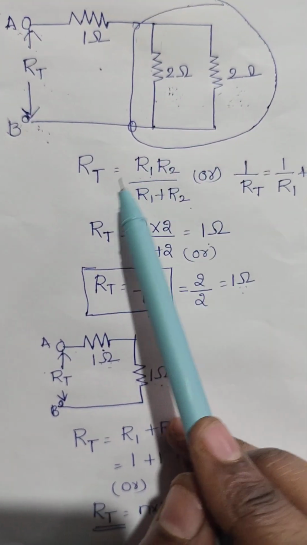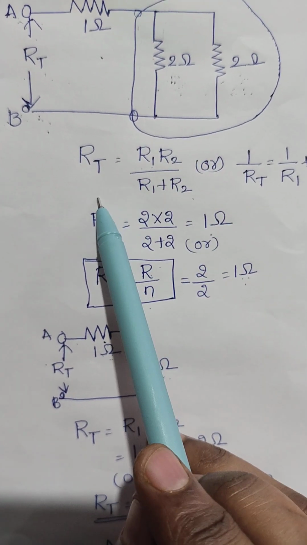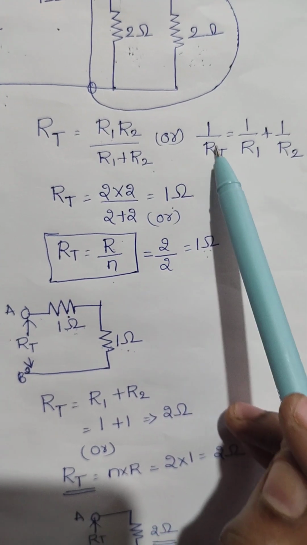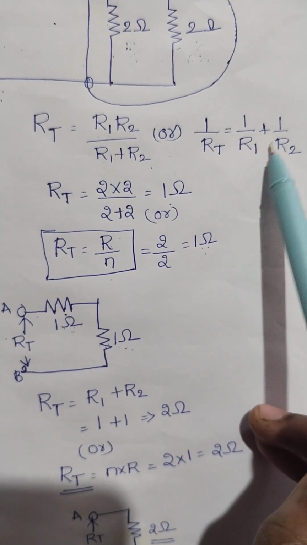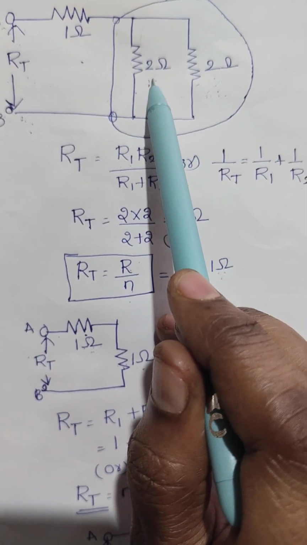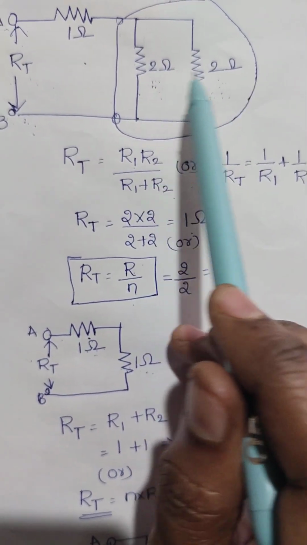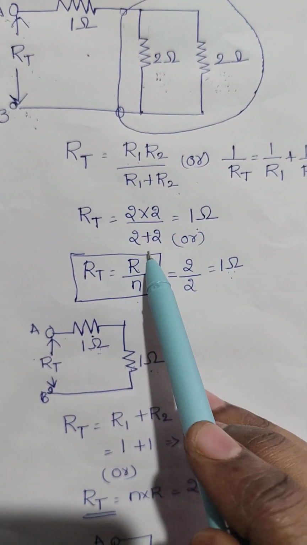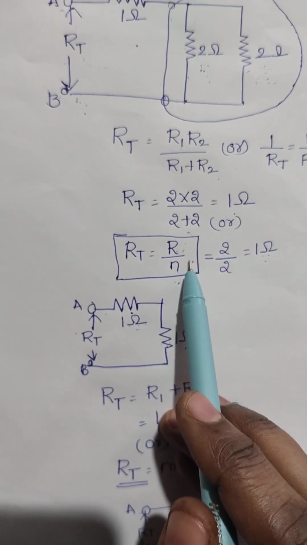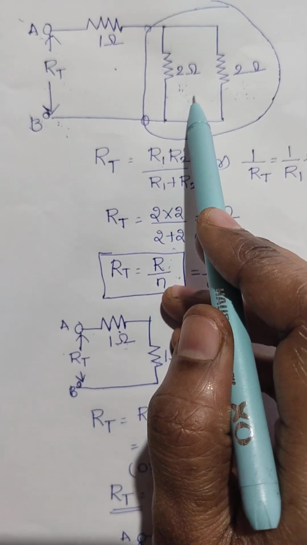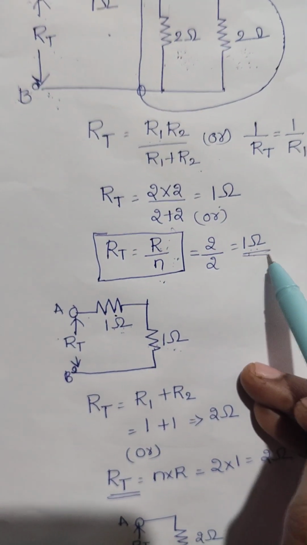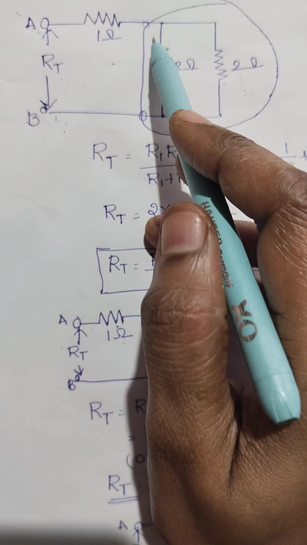When two resistors are in parallel, the formula is R total equal to R1 R2 by R1 plus R2, or 1 by R total equal to 1 by R1 plus 1 by R2. But in this circuit we have two resistors having the same value, so we can also apply another formula, that is R by N. After simplification, after finding the R equivalent between these two terminals, we get 1 ohm.